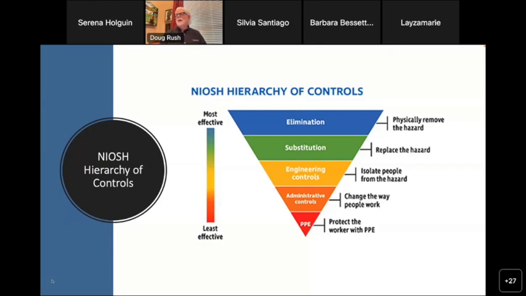Wow. This is a visual that every hygienist ought to have posted on their wall. Not just hygienists, but safety people, environmental people, whatever it is that you're doing. This is just a great visual to understand that we don't go straight to PPE, although sometimes that is necessary, but many times we can eliminate.